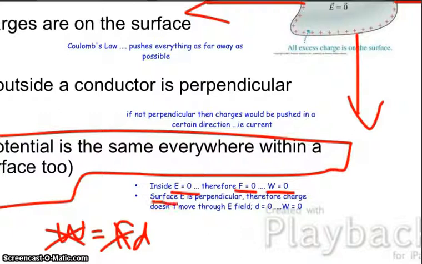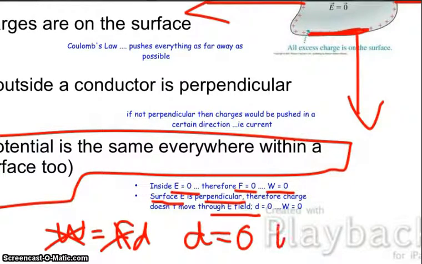At the surface, E is perpendicular. Therefore, the charge doesn't move through an electric field, so it doesn't move any distance. Okay, so there's no distance movement along that surface. So your work equals 0. Right? Distance is 0, work is 0.